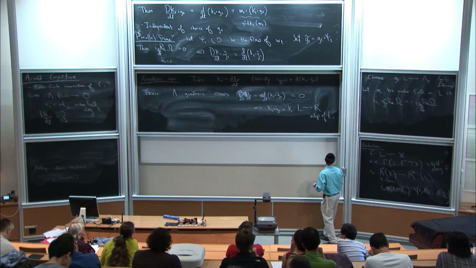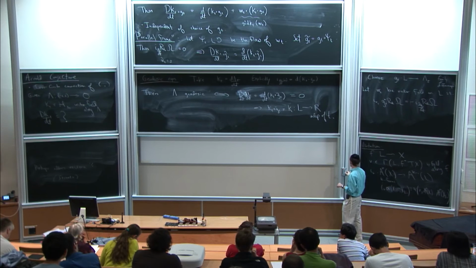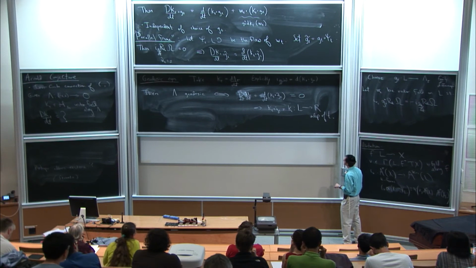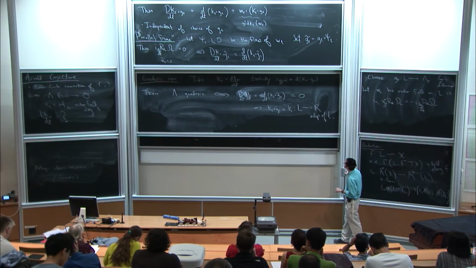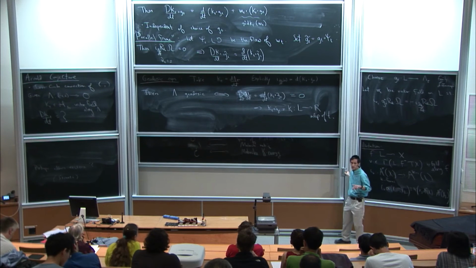So why does this say something about Lagrangian intersections, or for that matter, fixed points of Hamiltonian flows by extension? Uh-oh, it's coming down. Can't see it. Are there any questions at this point?